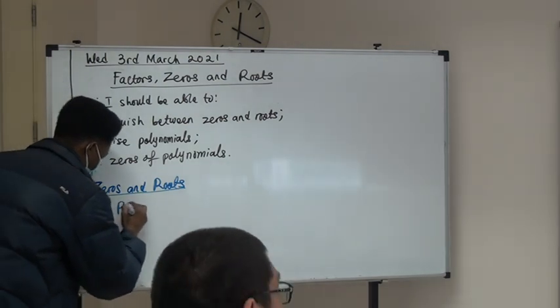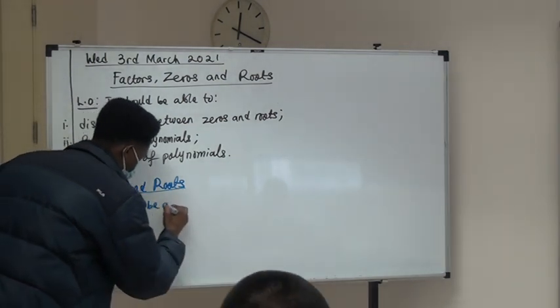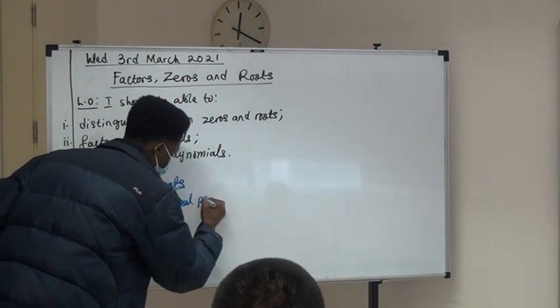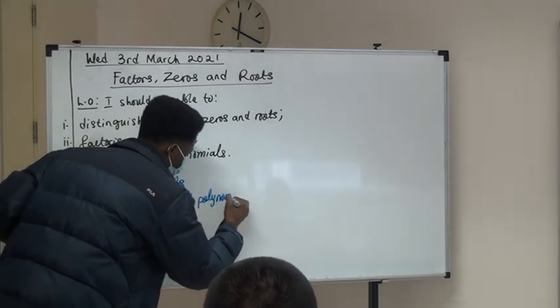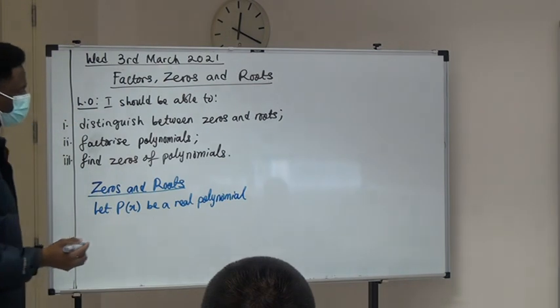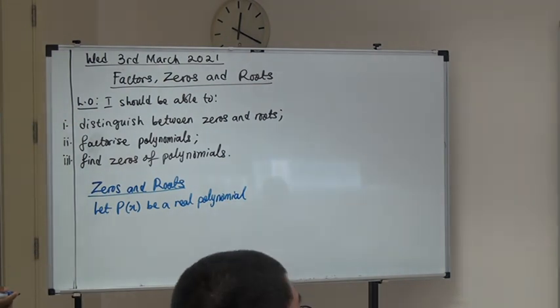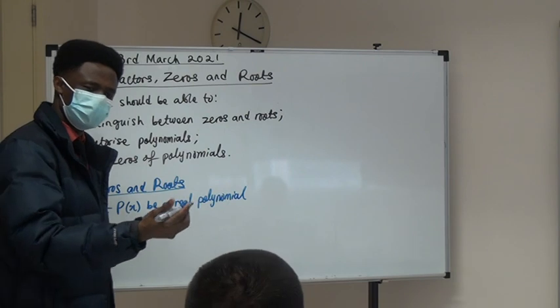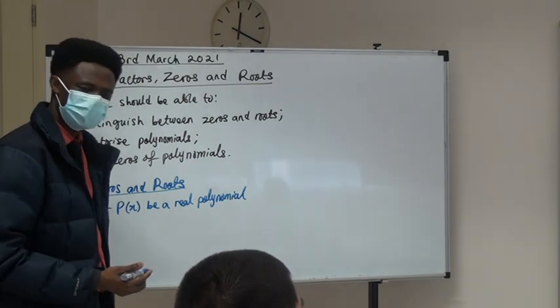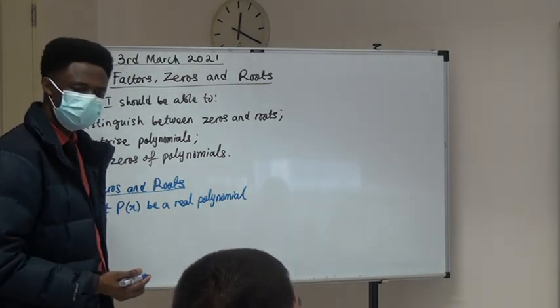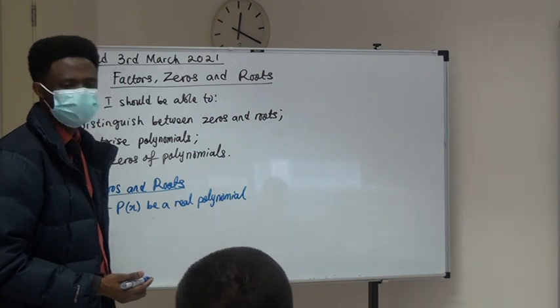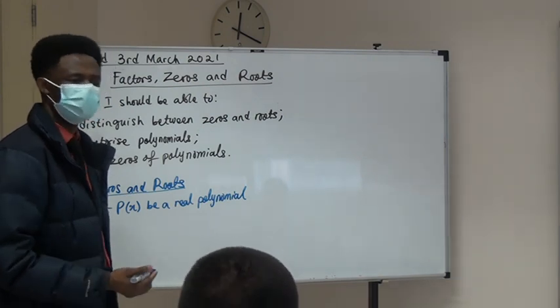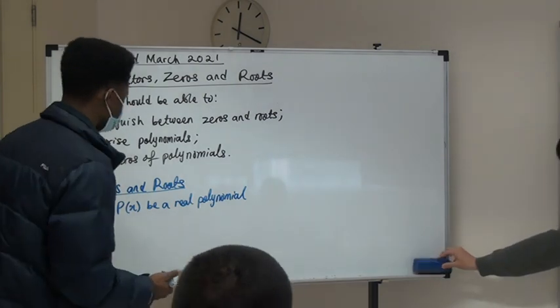Let P of x be a real polynomial. What do I mean by a real polynomial? It may be a real polynomial with complex roots, we're going to see that. There's no i in the coefficients. The coefficients are all real numbers. That's what it means.